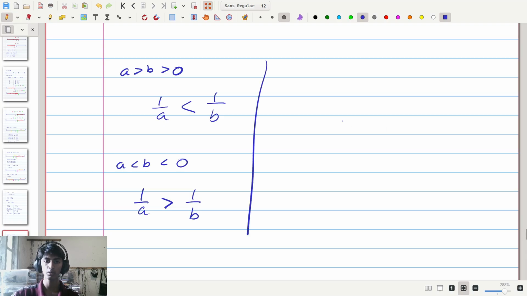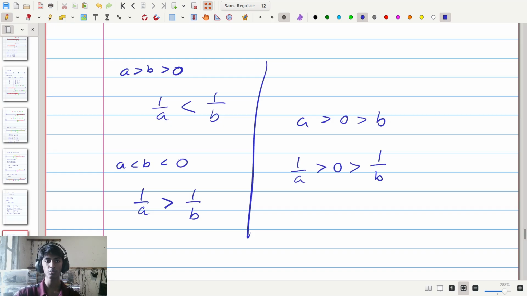However, if we have that A is greater than B, but A is also greater than 0 and B is less than 0, this means that A is positive while B is negative. So then comparing 1 divided by A and 1 divided by B, 1 divided by A is going to have to be a positive number because A is positive. Similarly, 1 divided by B is going to have to be a negative number, because B is a negative number. So we are comparing a positive number and a negative number, which means 1 divided by A is greater than 0, and 1 divided by B is less than 0.